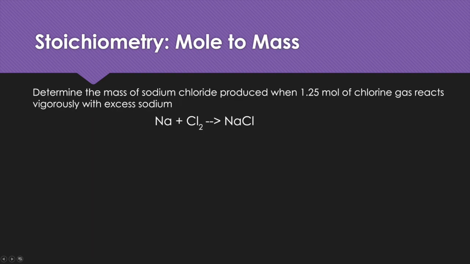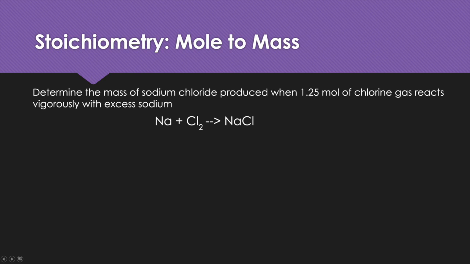Let's read the question. Determine the mass of sodium chloride produced when 1.25 mole of chlorine gas reacts vigorously with excess sodium. So to set up our equation, we have to read the question and see what element it is asking for and what it's saying it reacts with. And a reaction is represented by an arrow. As we look at the problem, we see Na plus Cl2, and the 2 is very important.